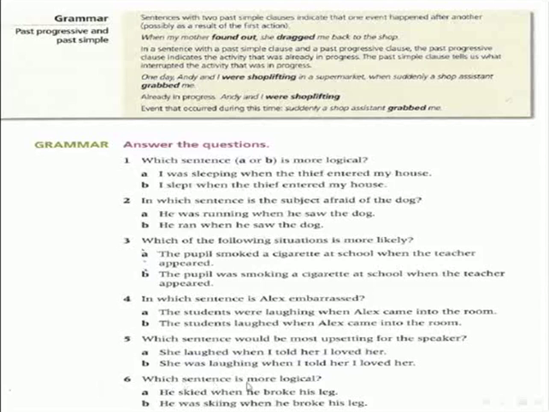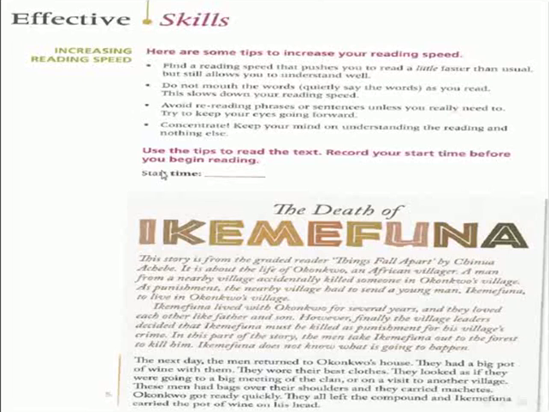6. Which sentence is more logical? Is it A or B? Actually B. He was skiing when he broke his leg. He was skiing. What happened while he was skiing? He broke his leg. But not he skied when he broke his leg. No. B is correct. He was skiing when he broke his leg. Okay.